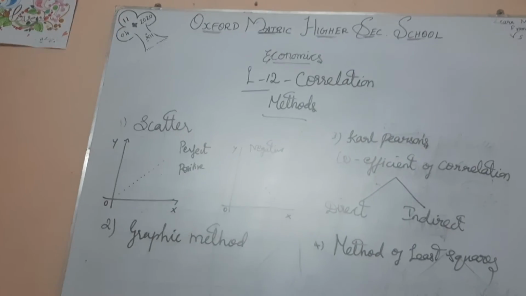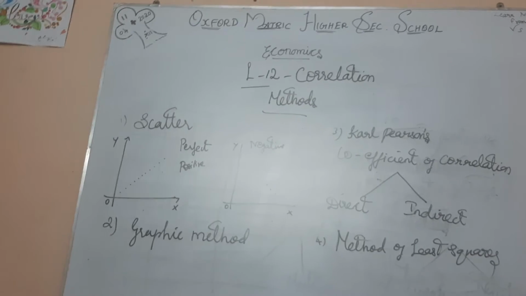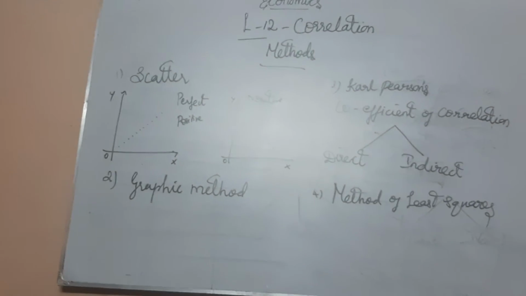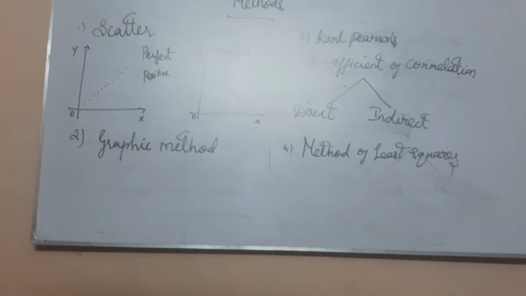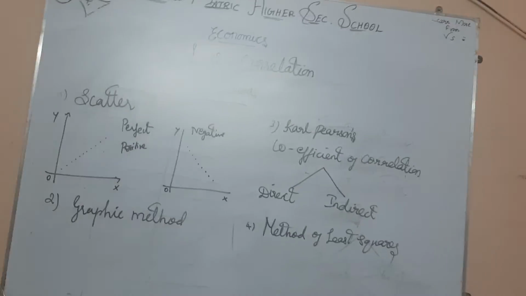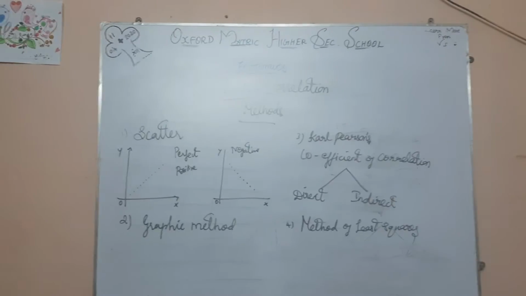What are the disadvantages of the scatter diagram method? It cannot establish the exact degree of correlation between the variables, but it provides the direction of correlation and depicts whether it is high or low.